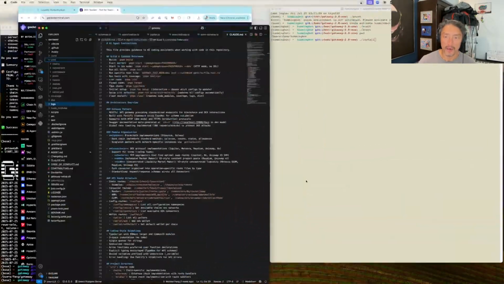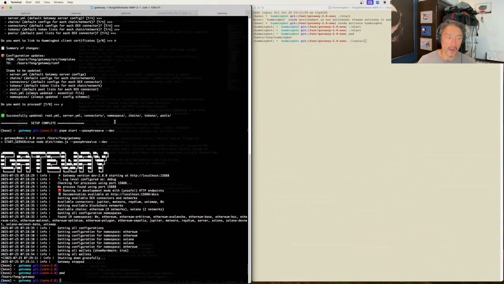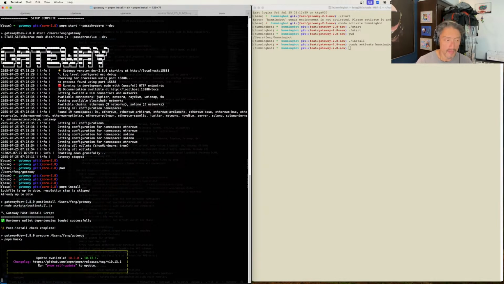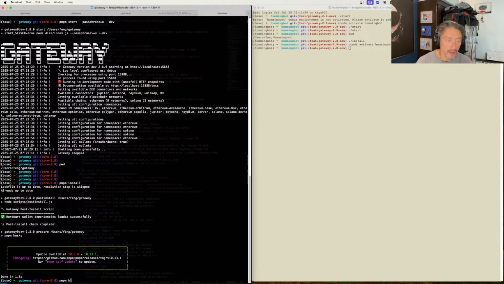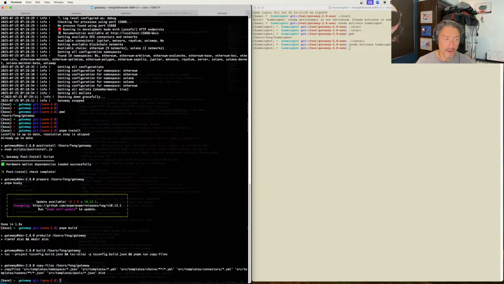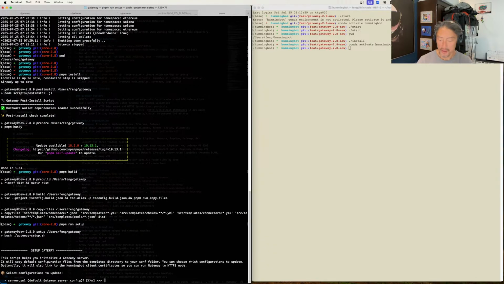I'm gonna go back here. Okay, all right. On the Hummingbot side, there's one install, and then we run conda activate hummingbot, and there you go. And on the Gateway side, you should run pnpm install, and then you want to run pnpm build to build the TypeScript dependencies, and then finally you want to run pnpm run setup. This will run the setup command. Actually, let me make this a little bigger.